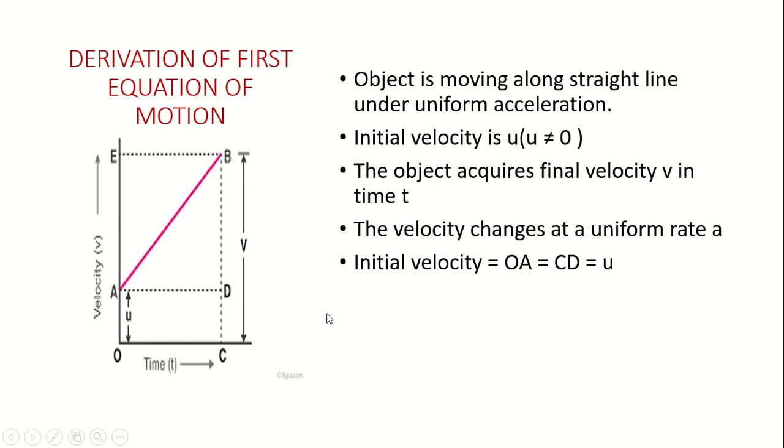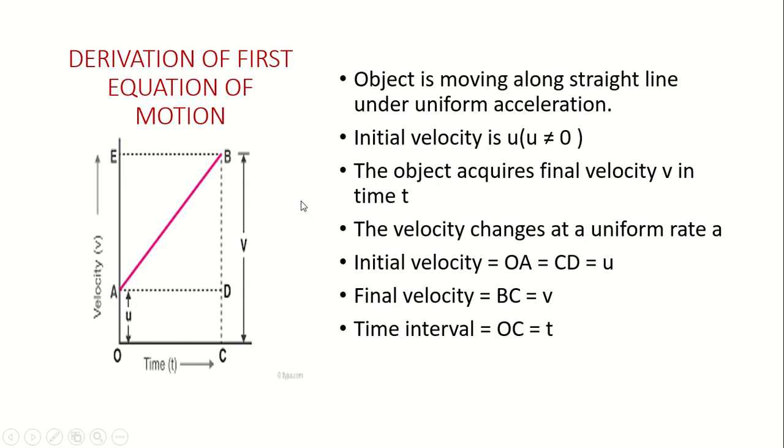Right? Next thing, final velocity is given by BC. BC equals to small v. Means finally the velocity of the object reaches to this particular point, and here the value comes to small v. And the time interval during the journey of the object is OC, which is taken as small t.